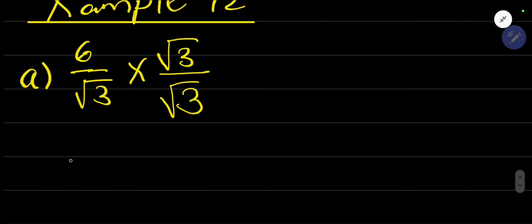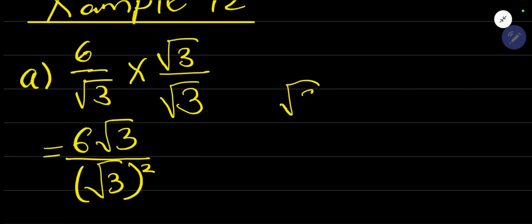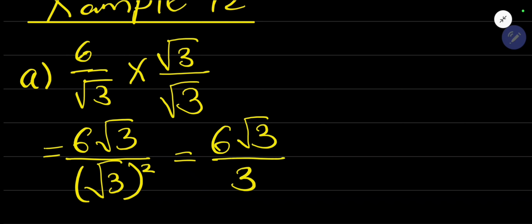Then from there, remember there's nothing that cross cancels like that, so you are allowed to say 6 times root 3, which is the same as 6 root 3. And then root 3 times root 3 is the same as root 3 all squared. And we all know that with something like this, the square will go away with that square root. Your answer will simply be 6 root 3 over 3.